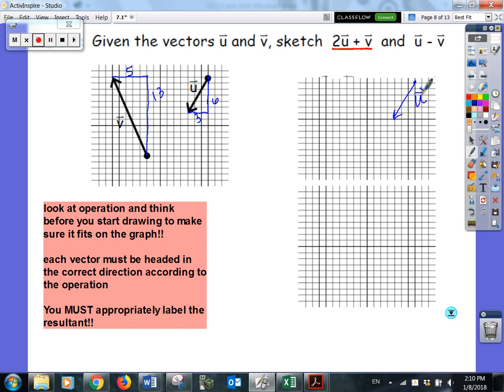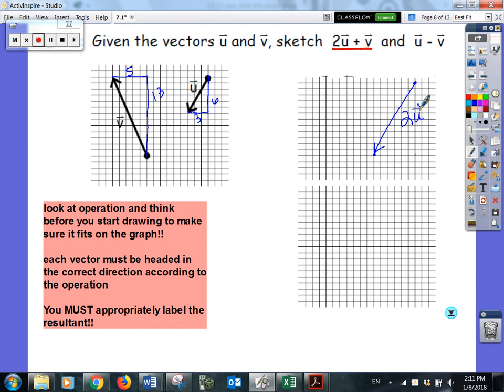So there's my vector u. Whoops, 2u. So if I start up high, I'm going to go down to 12, not 6. And then go over 6 by doubling the 3. So there is my 2u. Now, if you wanted to draw u and then draw u again, that's fine also. You can just draw 2 of them. U plus u is the same as 2u.